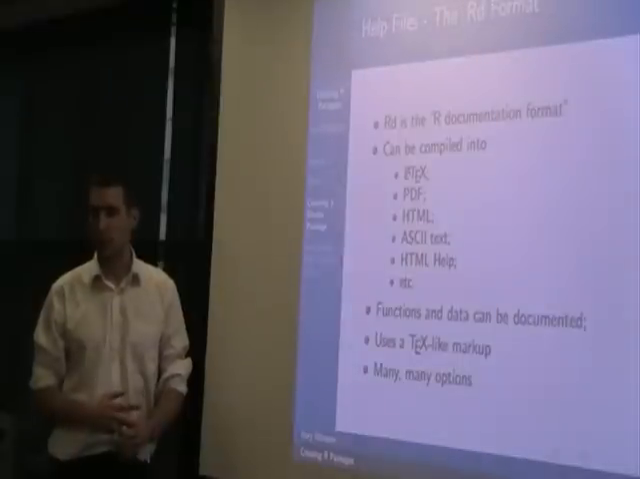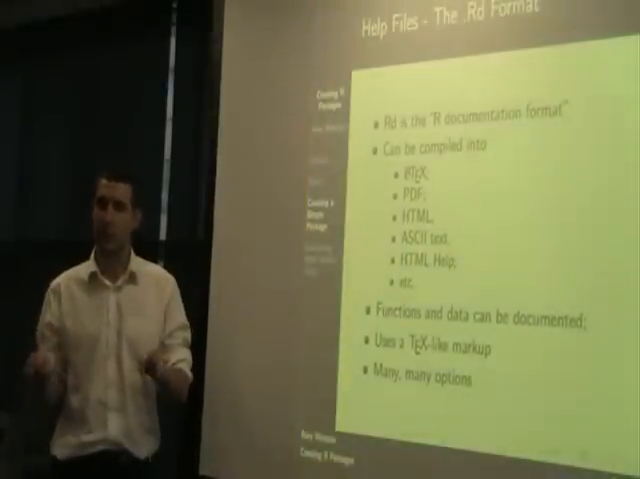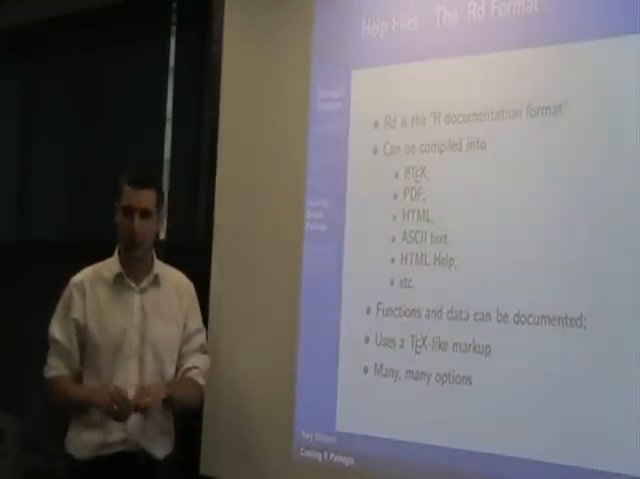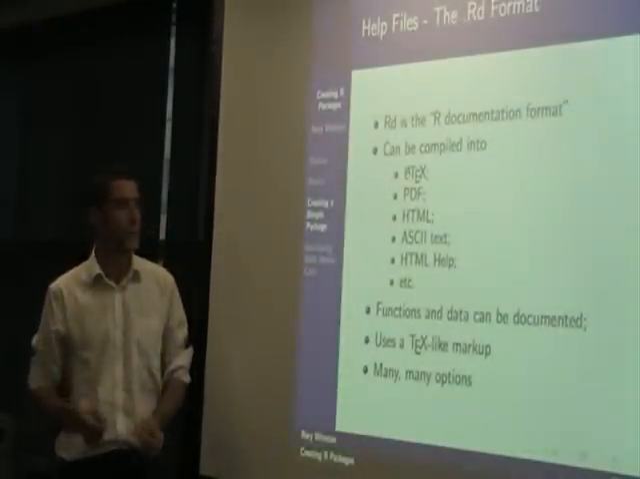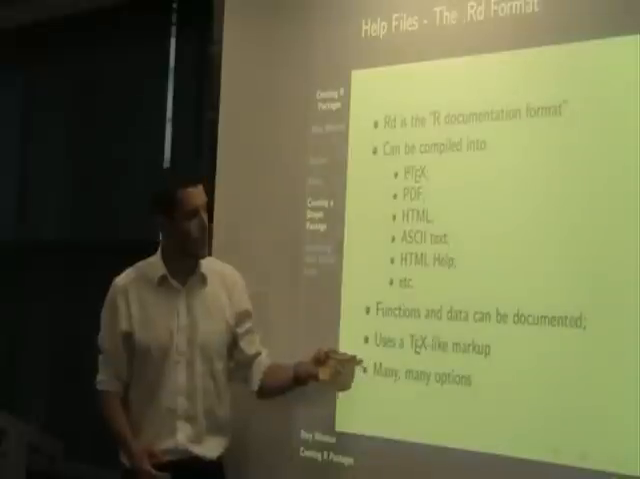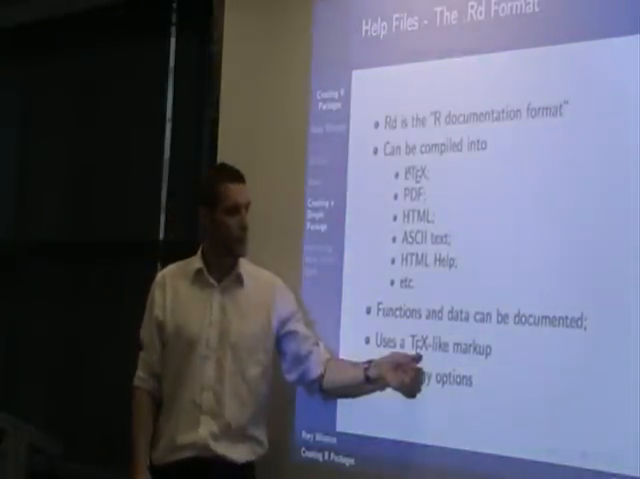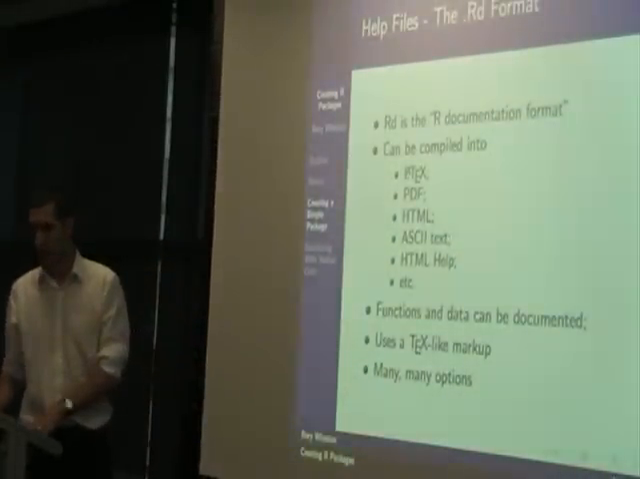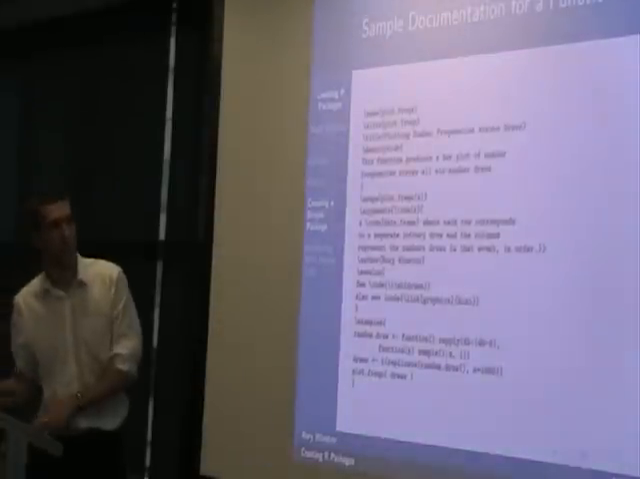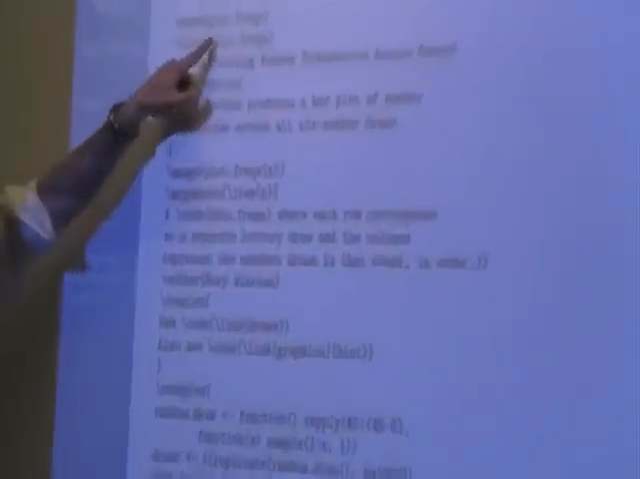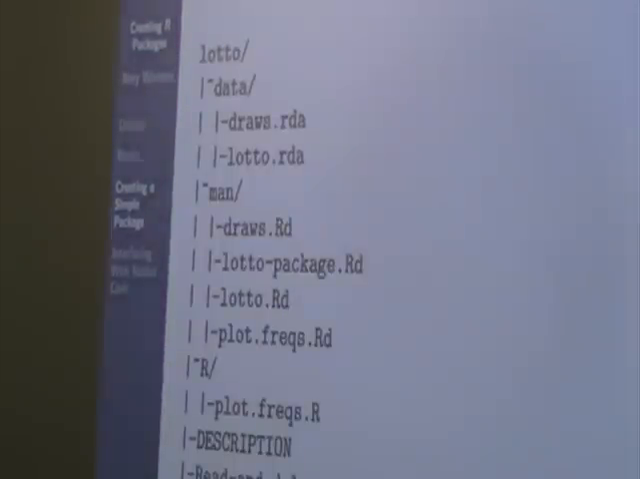If you're using R on Windows, you can type help and you get a HTML browser. If you're using R at the console, you get a console help file. You can also have PDF help files, but they're all generated from the same source. So it uses a markup language that's very similar to LaTeX, if you've ever used that. And I'll show you an example of an RD file. Let me just go back and show you where this is in the package.